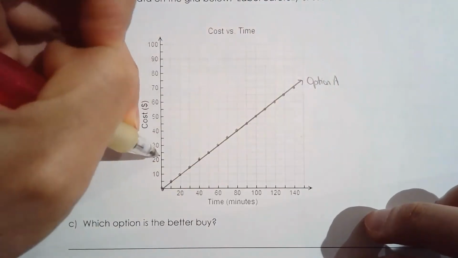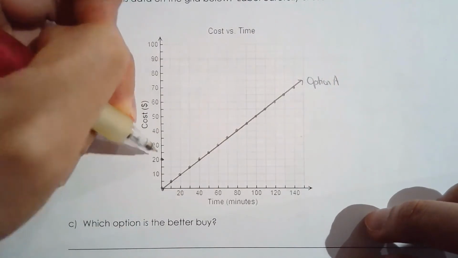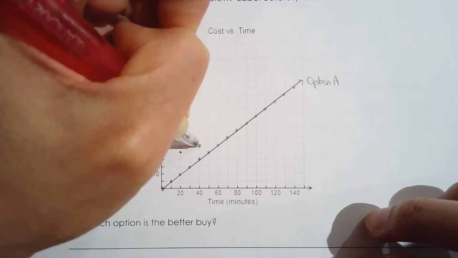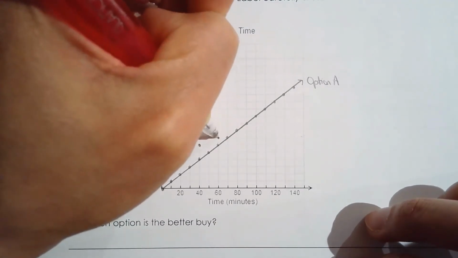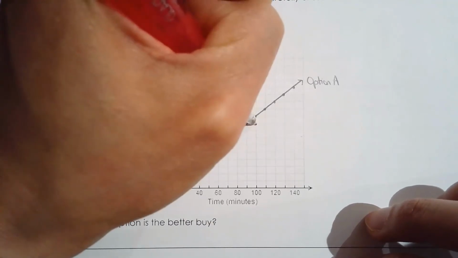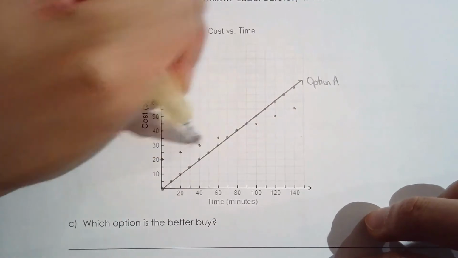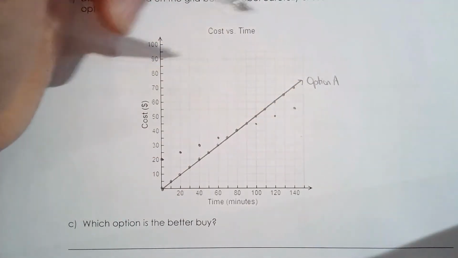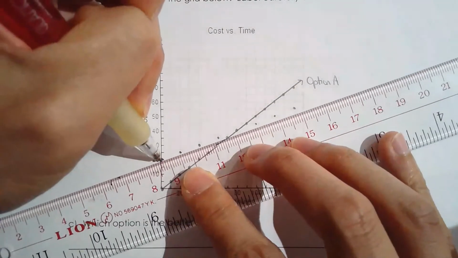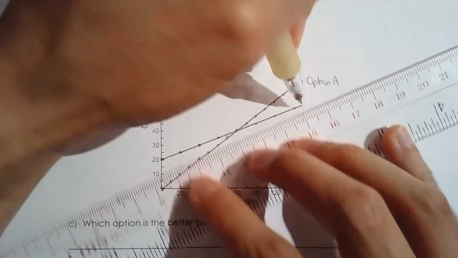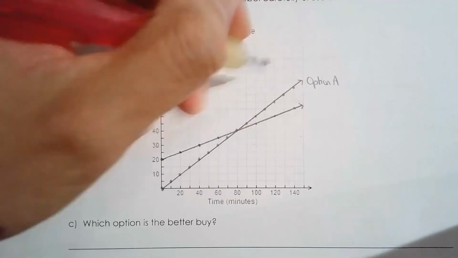Whoa, starts off at $20. 20 minutes, 5. And that's why I wanted to plot as many points as I can, because I'm trying to look for where these two lines intersect. Because when it comes to working with linear systems, where the two lines intersect is very, very important.